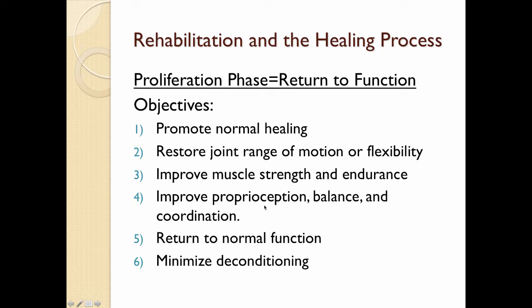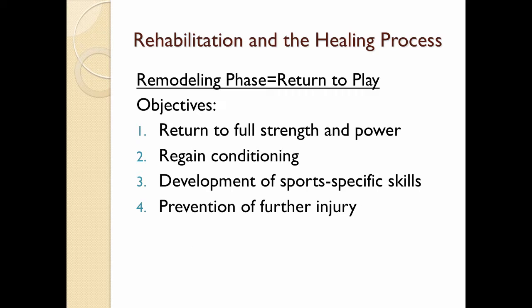We're able to begin proprioceptive exercises, and the real key is we want them to function normally. So we want them to walk normally, we want them to be able to dress, we want them to be able to get around campus, go to class, but they're not yet ready to begin sport participation. That begins at the remodeling phase, which is the return to play phase. So we want to return them to full strength and power.